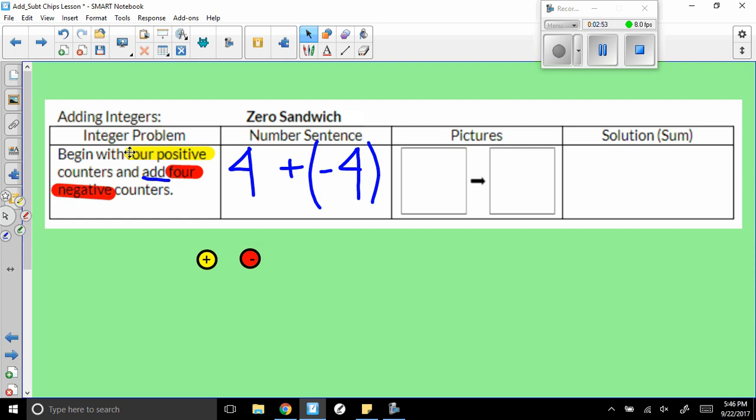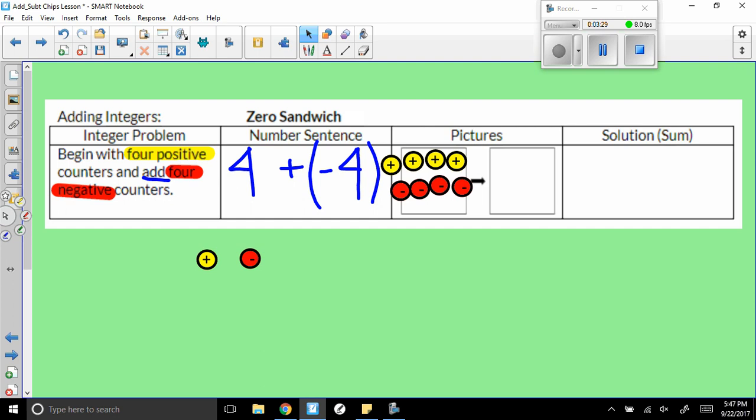So let's go ahead and find some pictures, and I want you to draw these with me as I'm doing it. So I'm going to pull 4 positive counters up into these boxes, and my counters are pretty big. Make yours work. And then I'm going to put 4 negative counters.